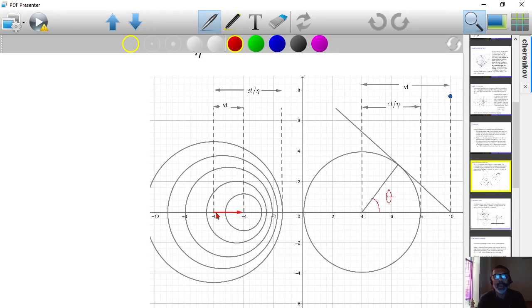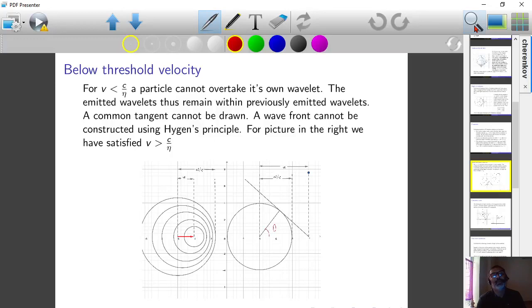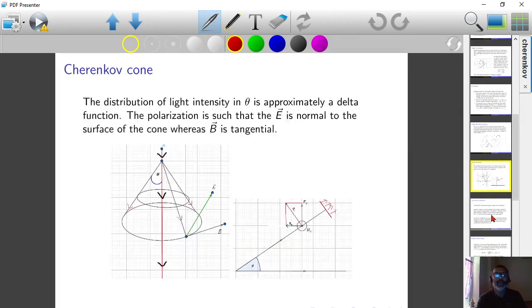Here the particle has moved this much, V into T, in the time when the wavelets have reached here. That means the particle is within the wavelet emitted by itself. That means the emitted wavelets remain within previously emitted wavelets, and a common tangent cannot be drawn. A wavefront cannot be constructed using Huygens principle. That means we cannot expect to get Cherenkov radiation when velocity is less than C by eta.